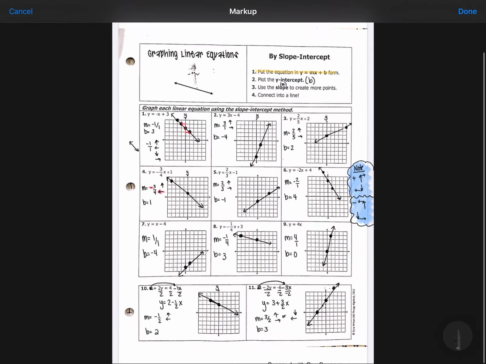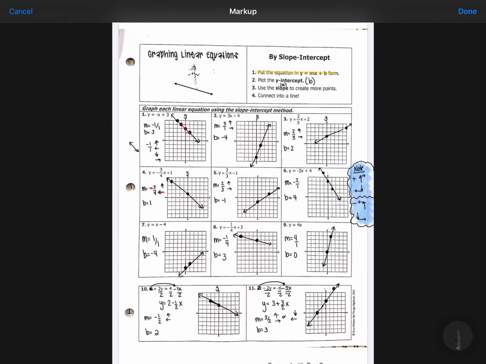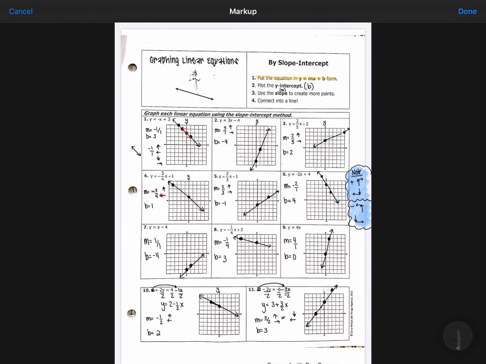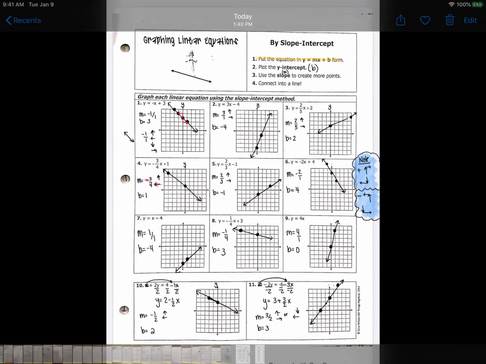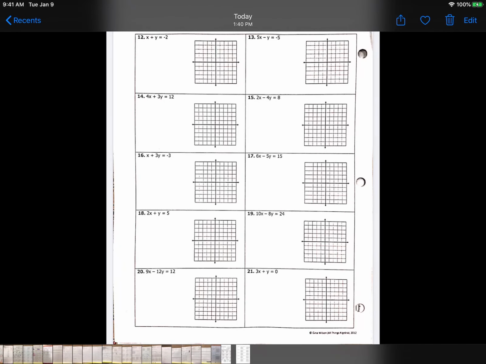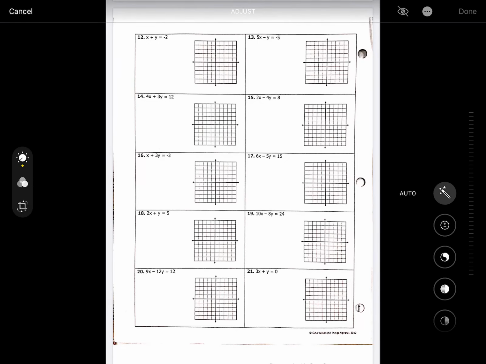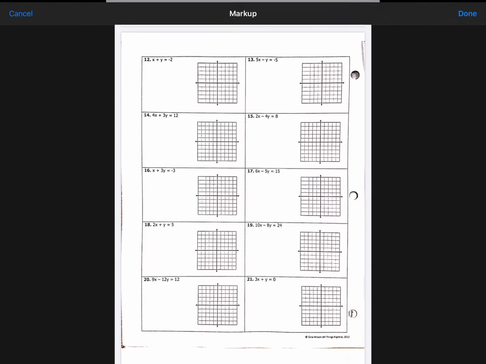All right, so hopefully you had enough examples there and you feel pretty confident about it, that you can do your Delta Math assignment that is scheduled for tomorrow. And also there's a back side to this worksheet. If you flip your paper over, all of these are not in slope-intercept form. But I feel pretty confident that you can solve for y.